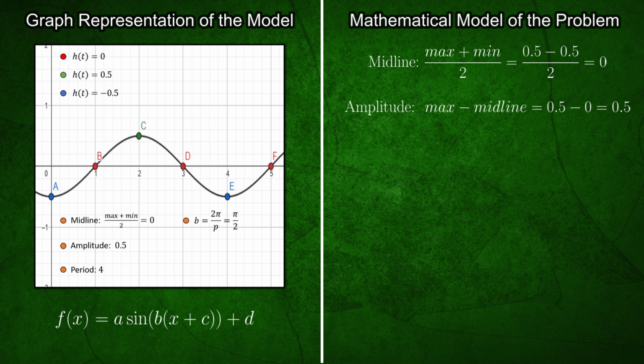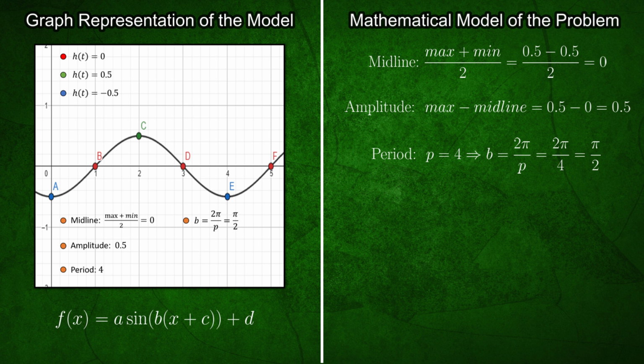Now, we know by checking the graph, or even better, by checking the table, that the period of this sinusoidal function is equal to 4. Thus, the value of b is equal to 2 pi over 4, which is equal to pi over 2.